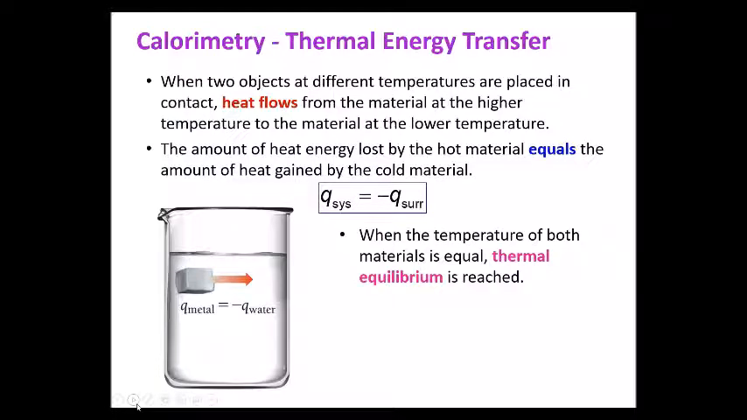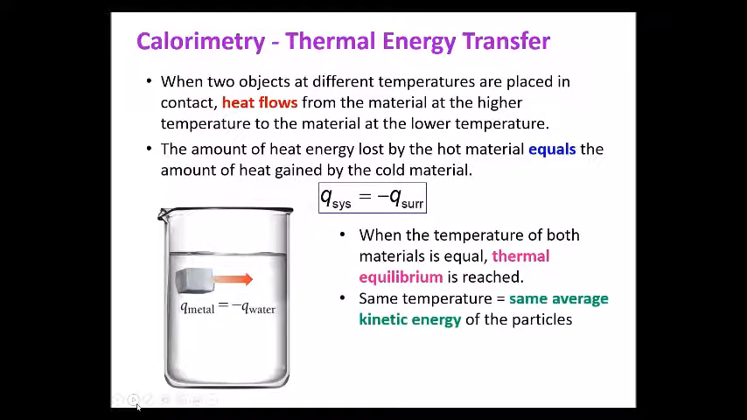So when the temperature of both materials is equal, thermal equilibrium has been reached. Thermal equilibrium, of course, if you take the colder and hotter objects, eventually it stabilizes and everything equals just the one temperature. At that particular point, when everything equals the same temperature, it goes back to the same concept as before. If it's at the same temperature, it has the same average kinetic energy of the particles. That applied to gases, and it applies here too. If it's at the same temperature, it is assumed to have the same average kinetic energy of the particles.